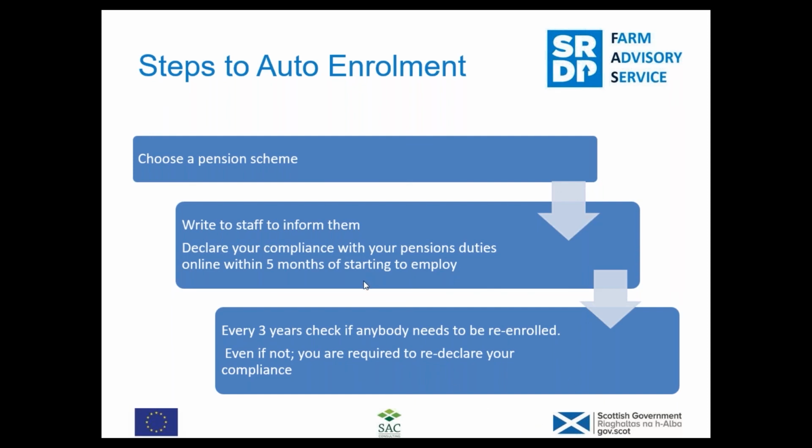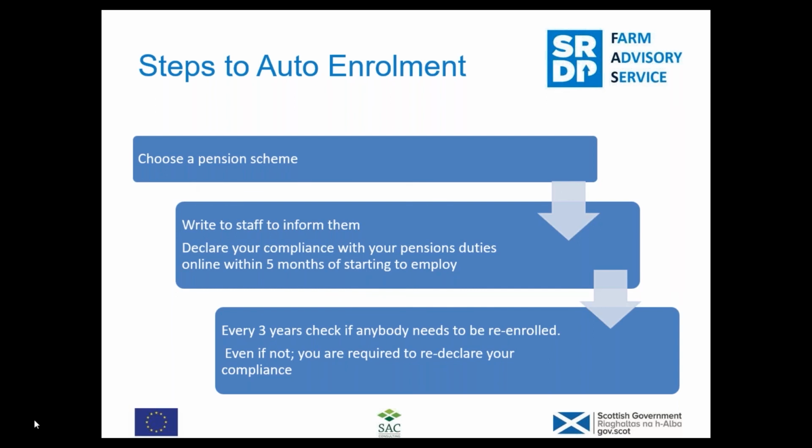Once you've sorted who's opting in and who's opting out, you then go online and declare your compliance with the pension duties within 5 months of starting to employ. So you've got 5 months from the date that you employ somebody to get all this in order. One of the web links on the Employing People webpage is to template letters that you can use if you're needing to write to staff to inform them that they're being auto-enrolled.